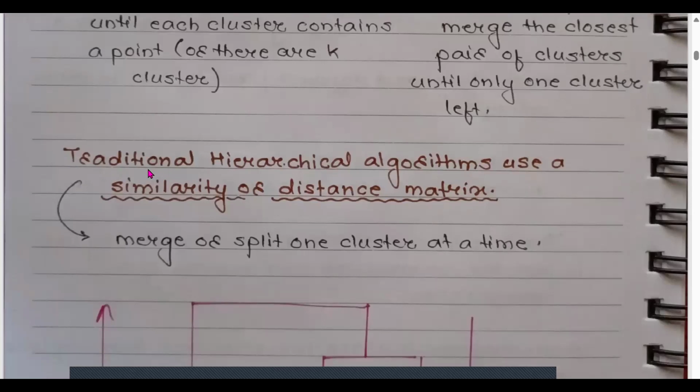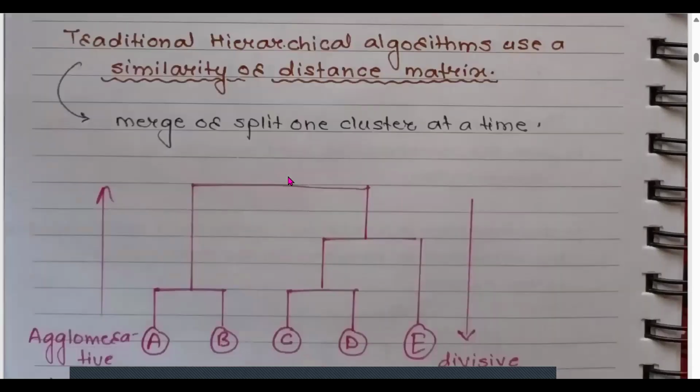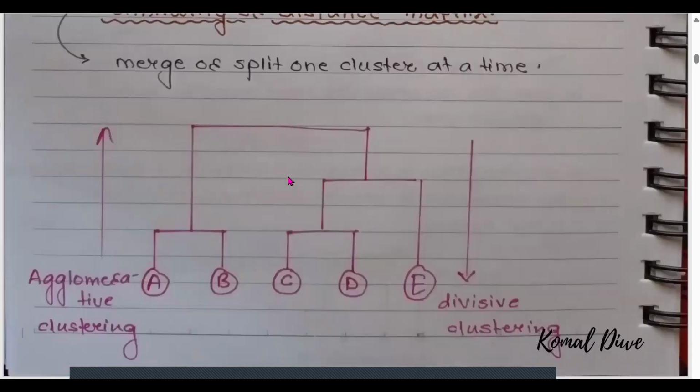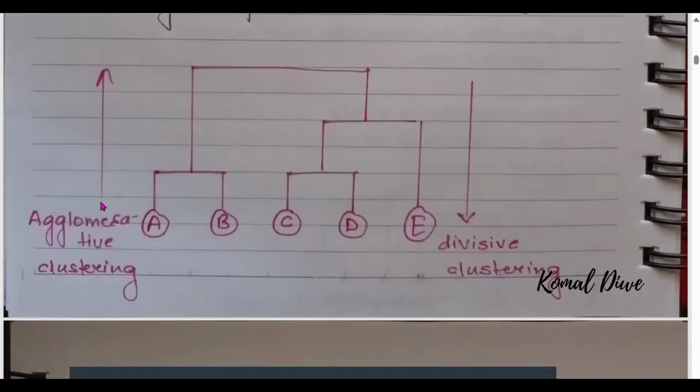Traditional hierarchical clustering uses a similarity or distance matrix. Merge or split one cluster at a time. Agglomerative clustering and divisive clustering: bottom to up, top to down.